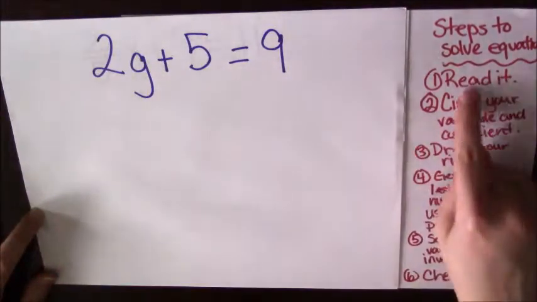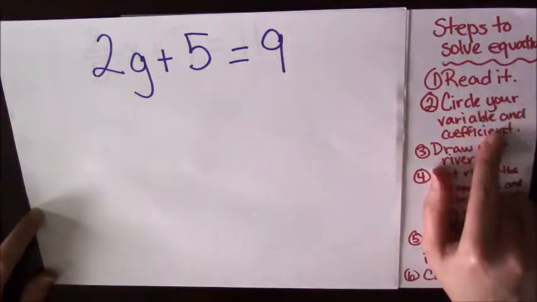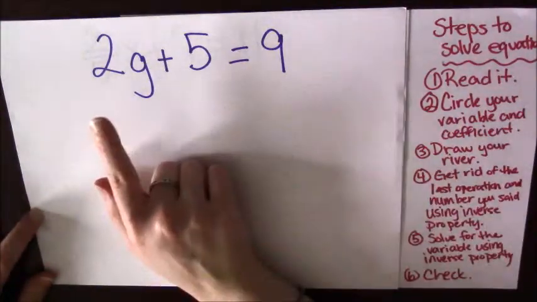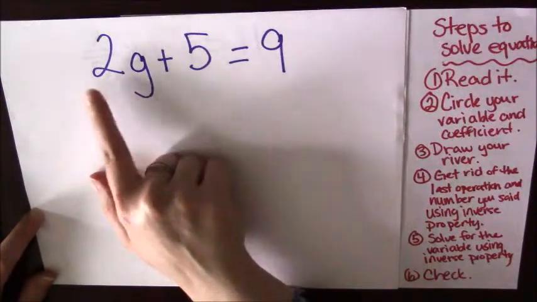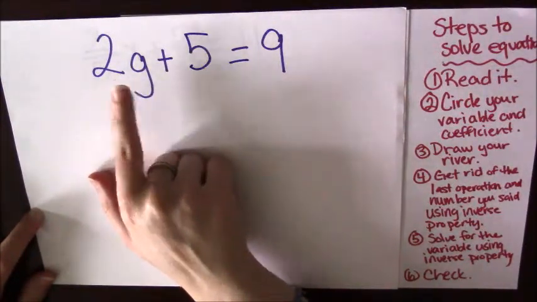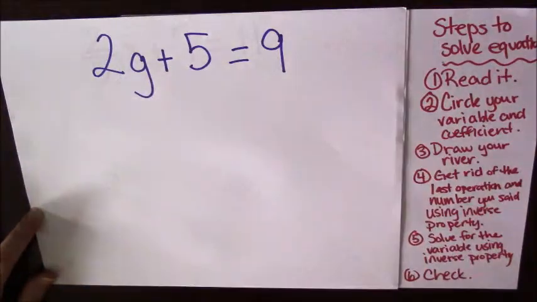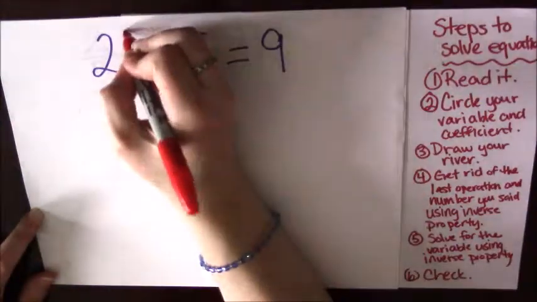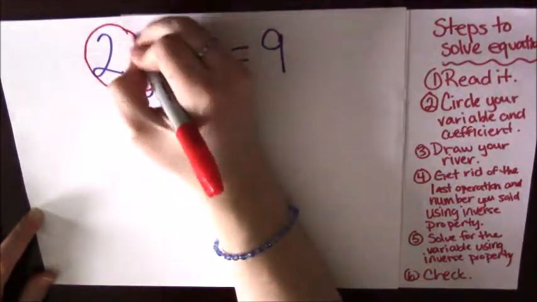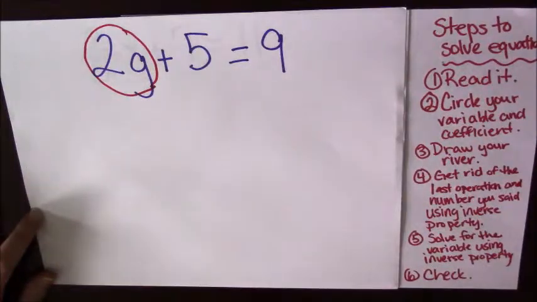Now, after we read it, we're supposed to circle our variable and coefficient. So I look here and I see that my variable is g and the number that came before it is 2. So that must be my variable and coefficient. I circle my variable and coefficient to keep it together. I know they're not separated.